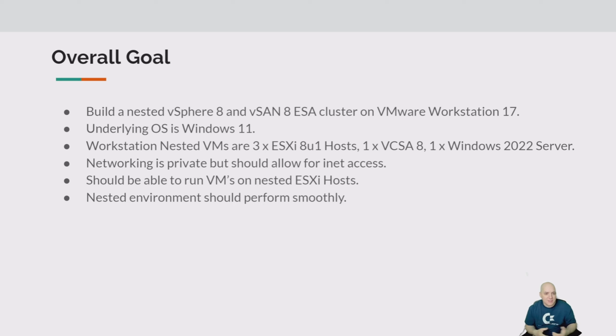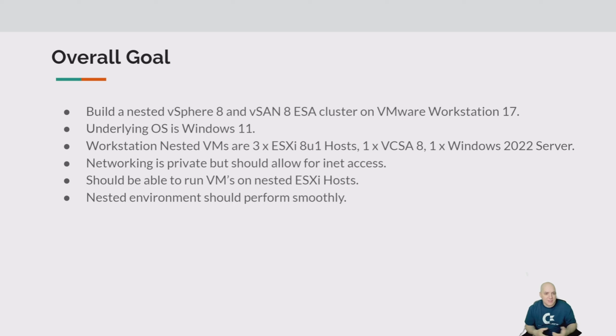And that's part of the planning process that we're going to run into here real soon. So visually, this is kind of what it looks like, right? We've got the physical hardware layer, which is my Workstation PC. On that, I've installed Windows 11. On top of that, I've installed Workstation 17 Pro.